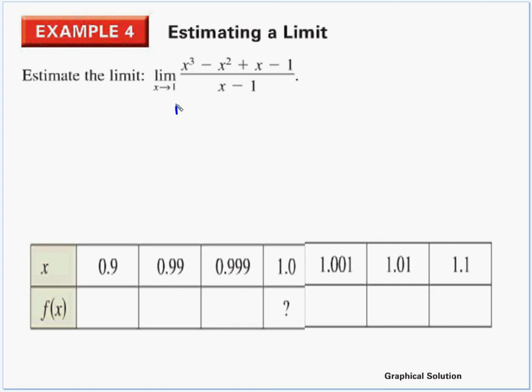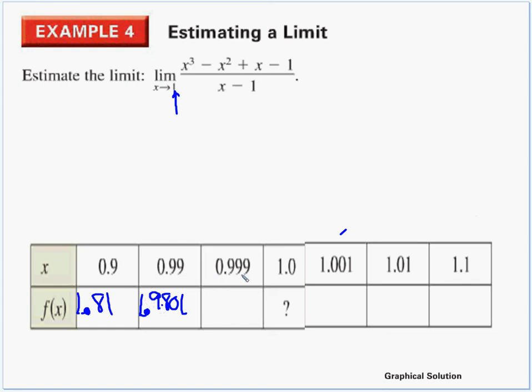So here we're approaching 1. To the left of 1 is 0.9. That gives us a y value of 1.81. Let's get closer, 0.99. That y value is 1.9801.